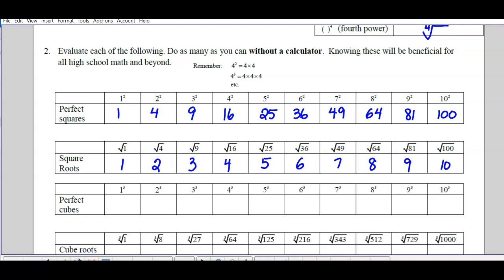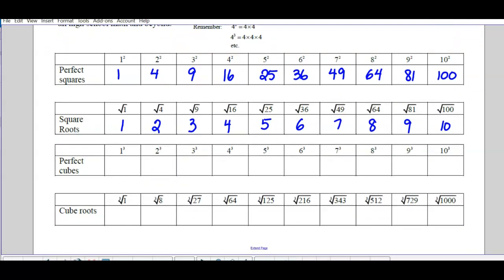Okay? So any square root of a perfect square, pretty straightforward. Okay? You don't need a calculator. We're really not going to deal with any decimals of square roots. We're going to be simplifying. We'll go through that in a minute.